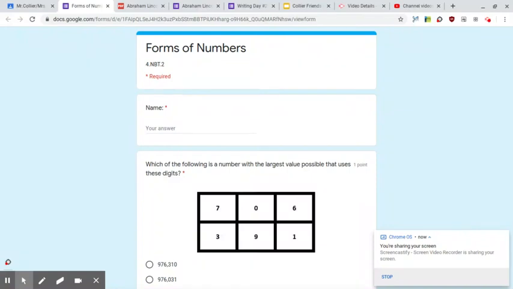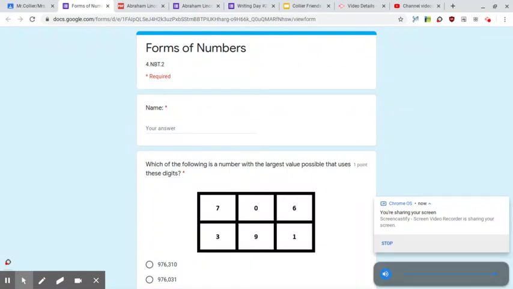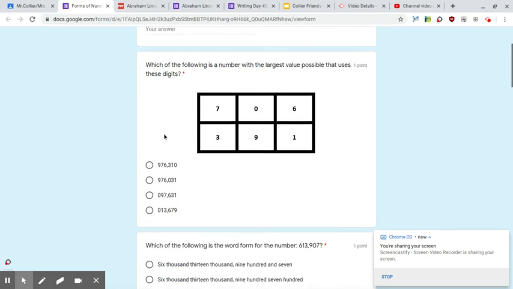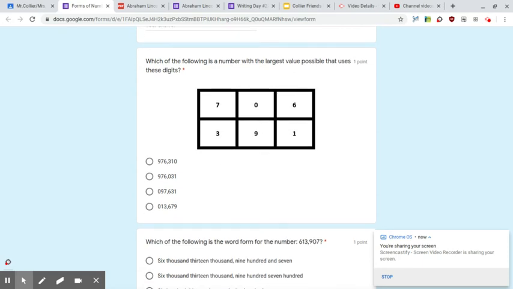All right, guys, we're going to look at this place value Google form a little closer. Remember to put your name on the top. And then question 1 asks you to make the largest value possible using these digits. And then you can also just look right here and pick the number that has the largest possible value.